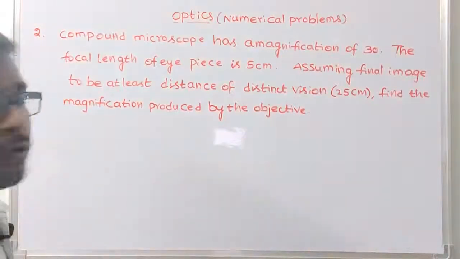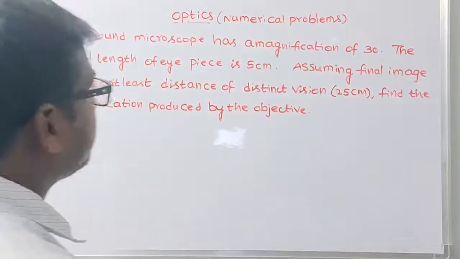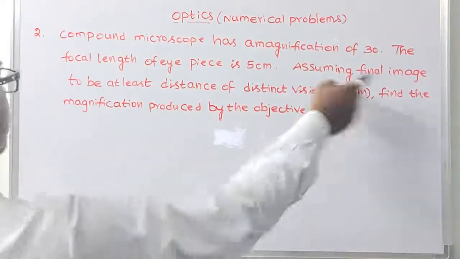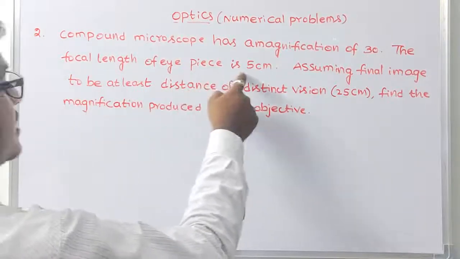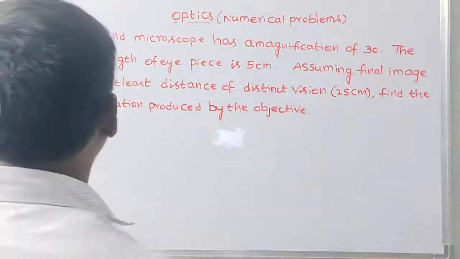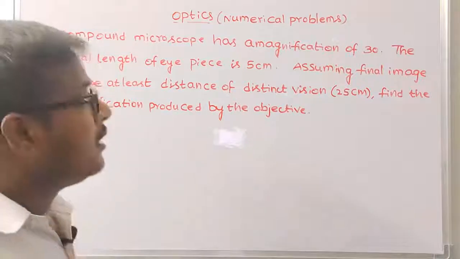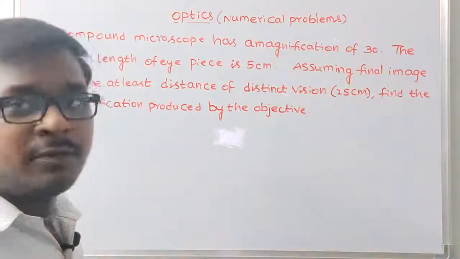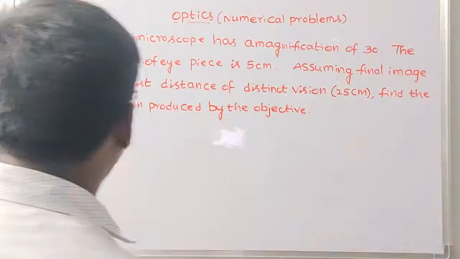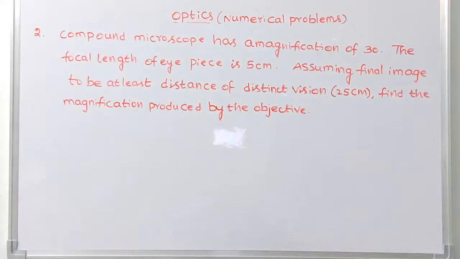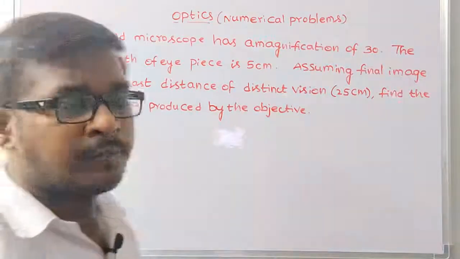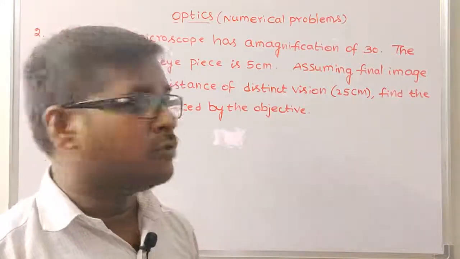Second problem: a compound microscope has a magnification of 30. The focal length of the eyepiece is 5 centimeter. Assuming the final image to be at the least distance of distinct vision, 25 centimeter, find the magnification produced by the objective.